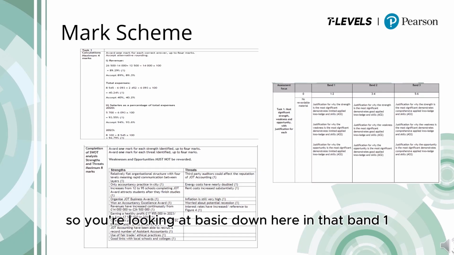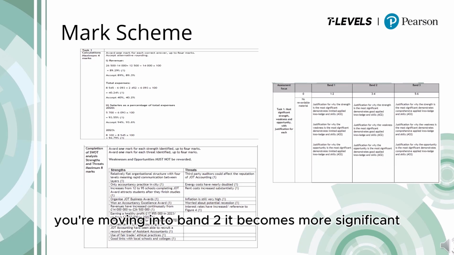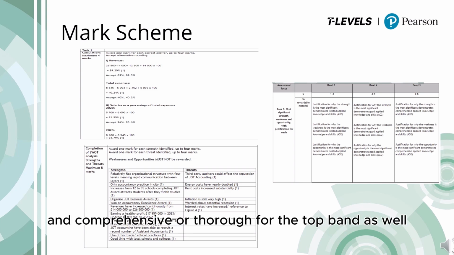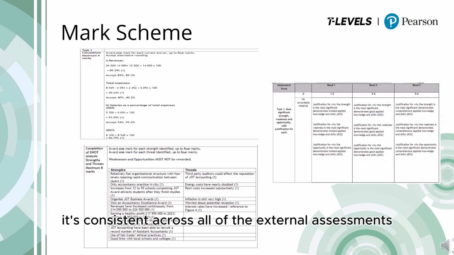So you're looking at basic down here in band 1, so it's not significant or it's limited down there. As you're moving into band 2, it becomes more significant. They're giving good answers. And then when they get up to the top there, it's comprehensive. So you can stick to those words of limited, basic, and comprehensive, or thorough for the top band as well, so that when you're doing assessment with students, it's consistent across all of the external assessments.